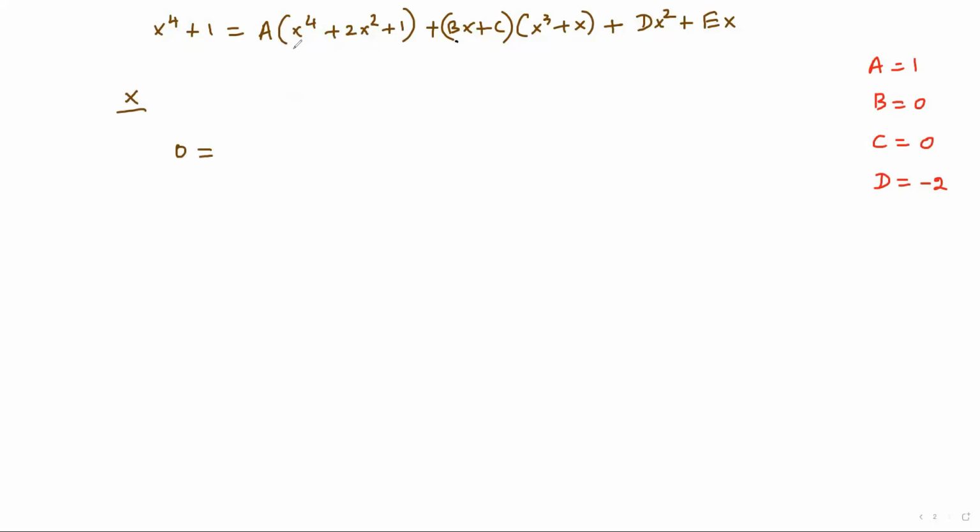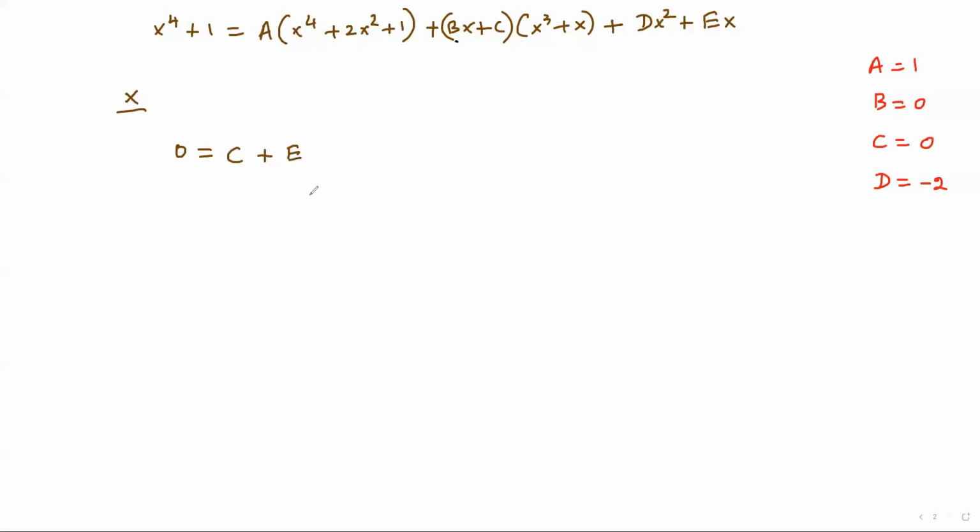So I don't find any term which contains x. When I move to the second term, if I distribute this c to x, it will be cx. So the coefficient of x in the third term is c. Okay, so the third term does not contain x, it contains x square. So we can ignore that. And the fourth term contains x. So the coefficient of x is e.